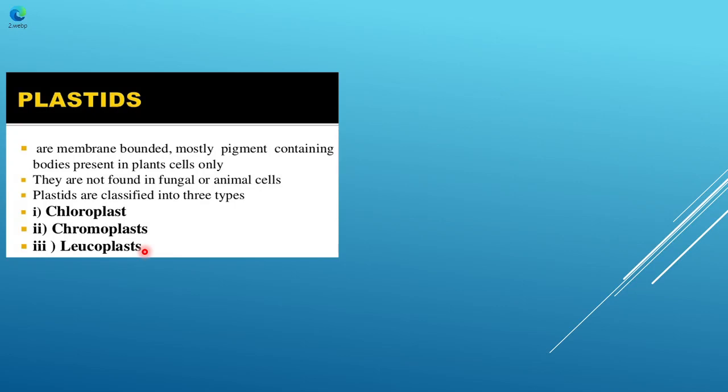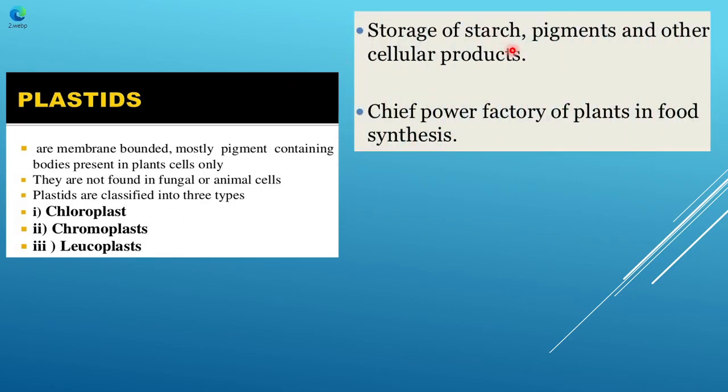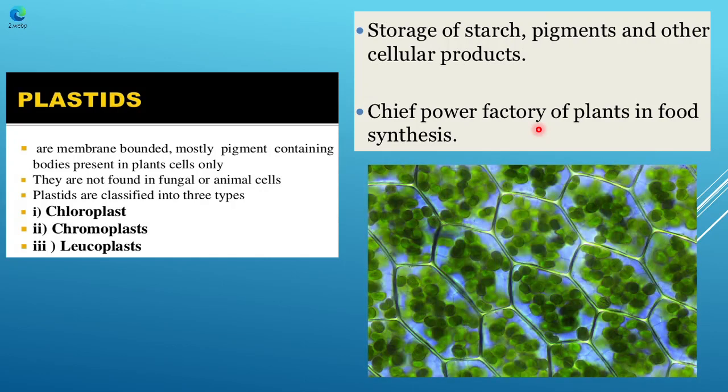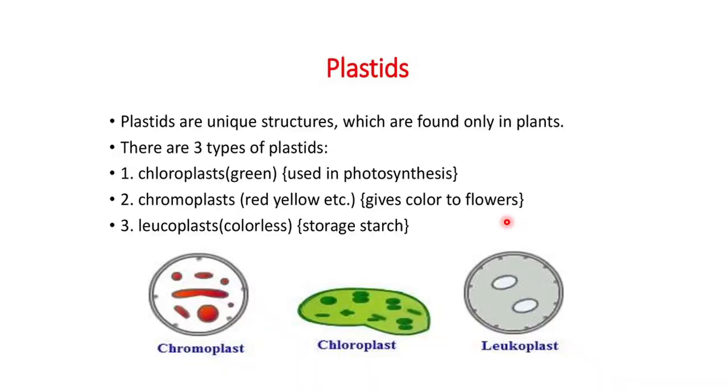They do not contain any pigments, as their function is not to absorb light, but they simply act as storage organelles. So here you can see the function of plastids: storage of starch, pigments and other cellular products. Then they act as the chief power factory of plants. Why are we calling them power factory? Because they are the organelles responsible for absorption of sunlight. So here you can see the picture of the plastids under the microscope. These are the plastids enclosed within the cells.